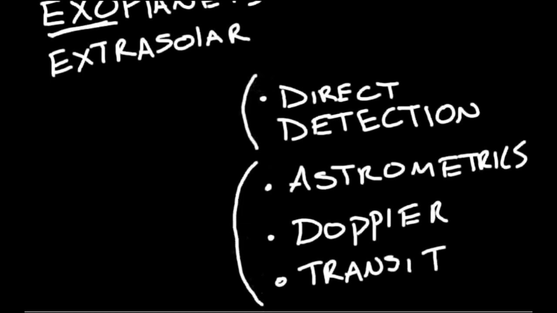Now, the reason that these are indirect is because we're looking at planets that are so far away that we don't have technology to see something that small that far away. But what we can see is the star that these planets are orbiting around. So we look at the behavior that the star has, and from that we can infer if it has something orbiting around it and a little bit of information about what that is.